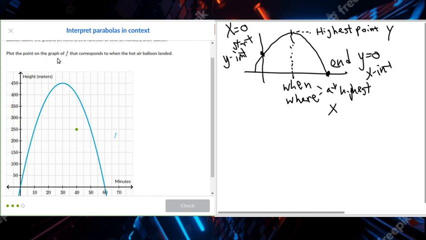Plot the point on the graph of f that corresponds to when the hot air balloon landed. And here they want the end. When did the ride end? When did the balloon ride end? When y is 0. That's that last point over there. It took 60 minutes or 1 hour.